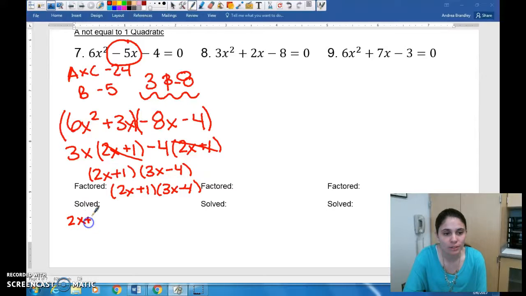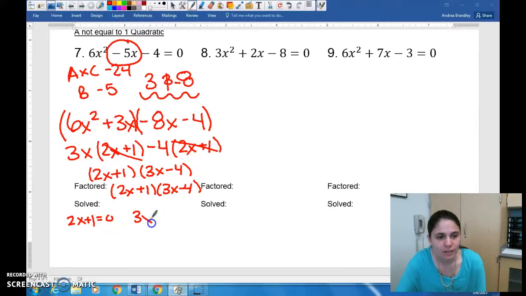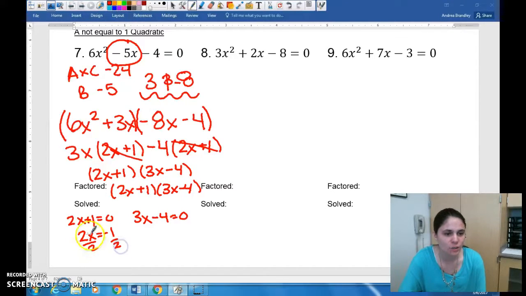So I have 2x plus 1 equals 0. Sorry about that. 3x minus 4 equal to 0. So I start by subtracting 1 from both sides. So 2x equals a negative 1. Divide both sides by 2, and x equals a negative 1/2. I'm going to do that same idea over here. So I'm going to add 4 to both sides. So 3x equals 4. Divide by 3 on both sides, and x equals 4 over 3. So x equals a negative 1/2 and 4/3.